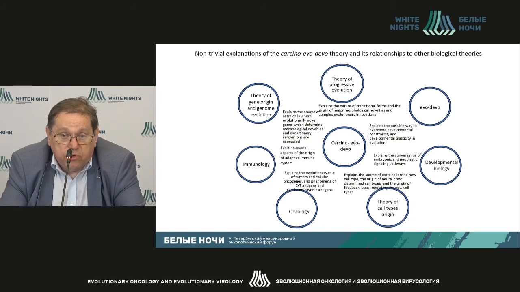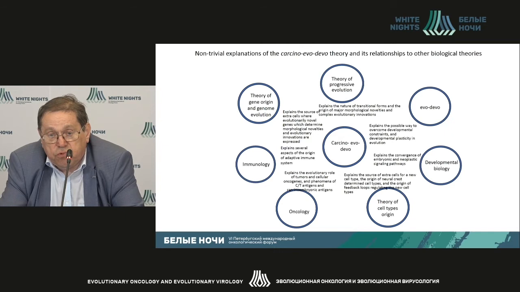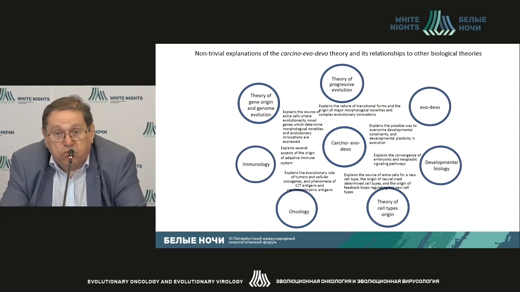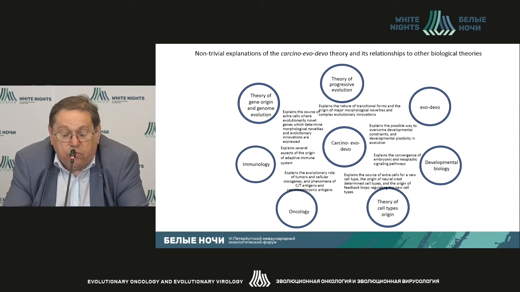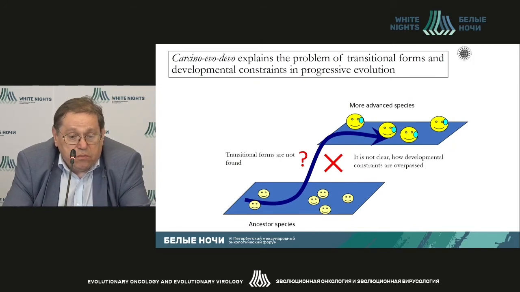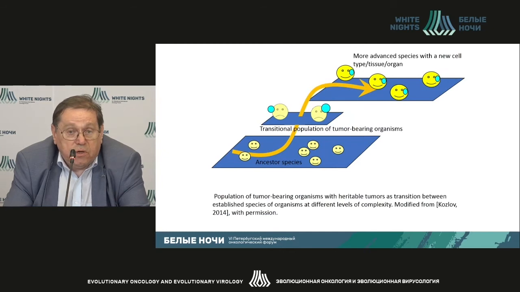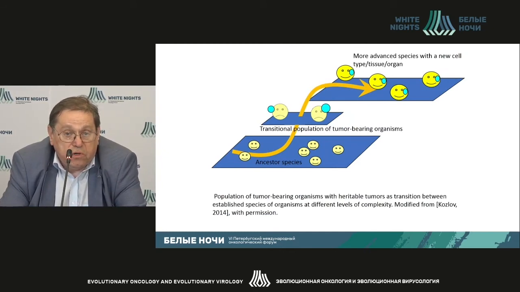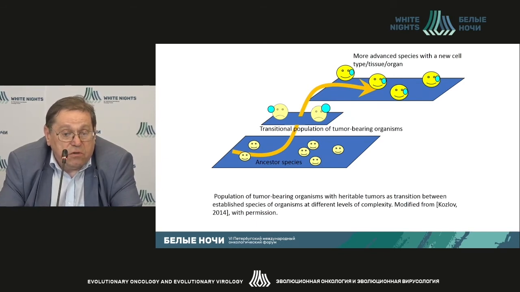Our theory doesn't contradict the existing biological theories. The slide shows seven biological theories. Our theory doesn't contradict these theories. It explains things they don't. The theory of progressive evolution doesn't explain the origin of the transitional forms, but we can explain. Why are there no transitional forms? Because they are not in paleontological history. And we don't understand how progressive evolution happens. But somehow it happens.